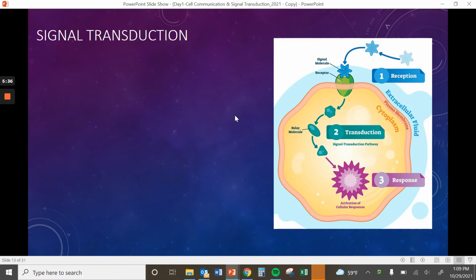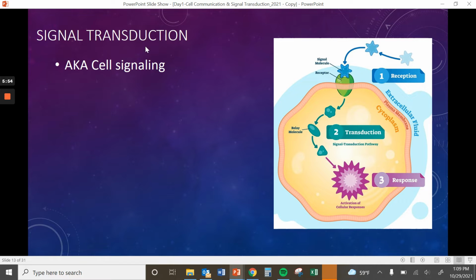Okay, so all of these, though, are dealing with signal transduction, whether it's autocrine or juxtacrine or endocrine. For all of these different types of cell communication, we use this process called signal transduction. And there are 3 steps to signal transduction. It's also referred to as cell signaling, which is another way to think about signal transduction.